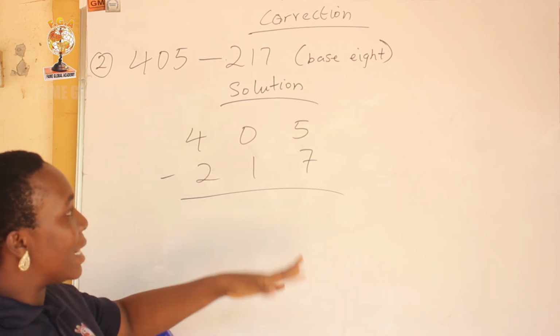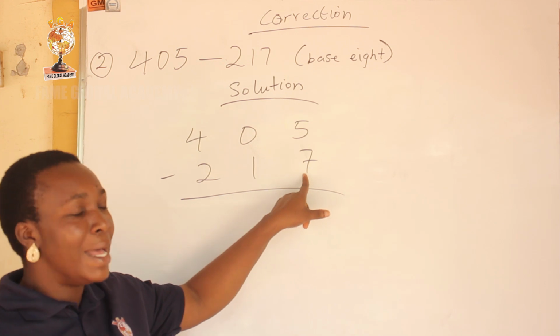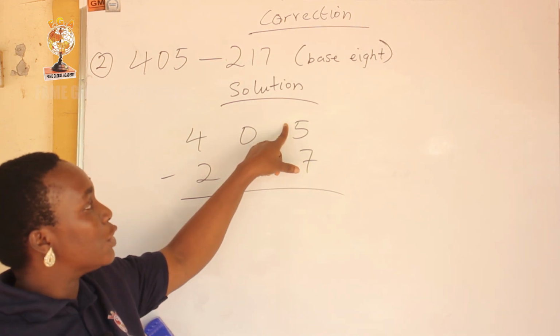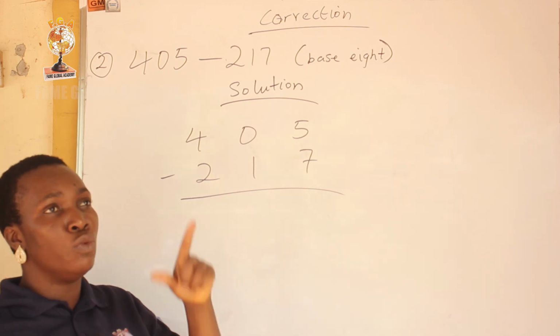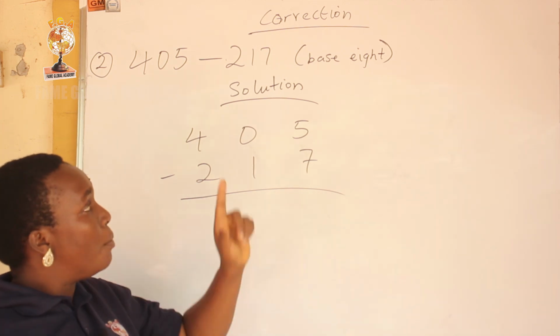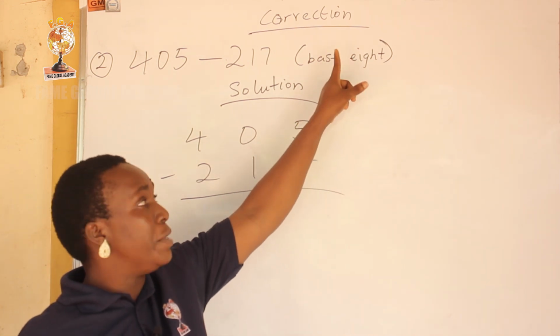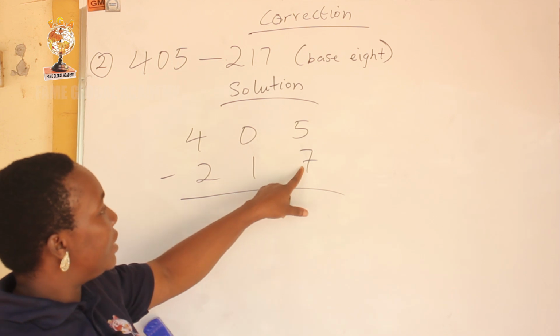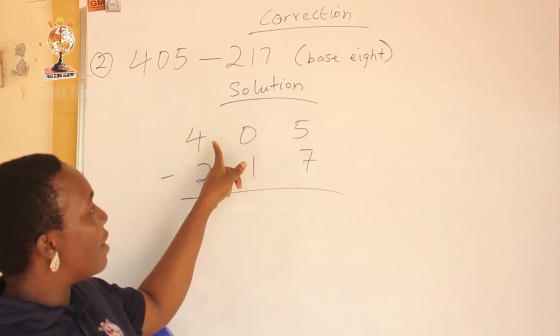Okay, so when we are solving this also, in this case of subtraction, if you remember vividly in our last class, we said in subtraction, when you are subtracting a number that is bigger than the one you are subtracting from, you borrow. In our normal subtraction, when you are borrowing, the one you borrow, you regard it as 10. But in this case, whatever you are borrowing, you regard it as 8 because you are working in base 8. Okay, so this is 5 minus 7, which is not possible because 7 is bigger than 5. So we have to borrow.